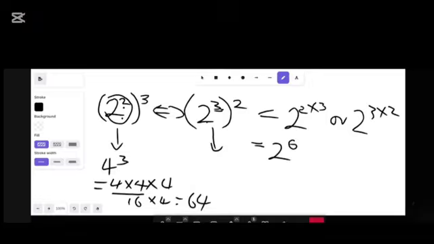Let's see this. 2 to the power 3 means 2 times 2 times 2. 2 times 2 is 4. 4 times 2 is 8. This is 8. Then square outside. What is the meaning of 8 squared? It is 64. So it is allowed. So let's now go to the basic dimension that we want to see.